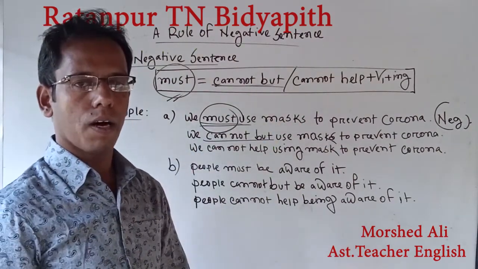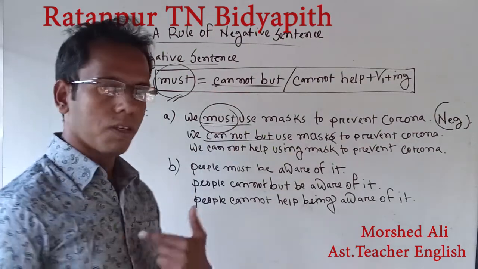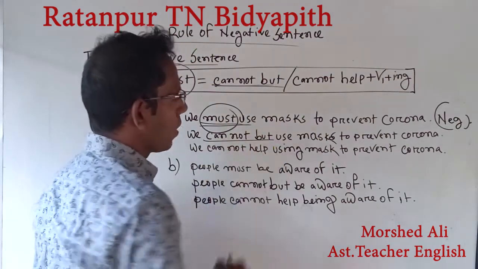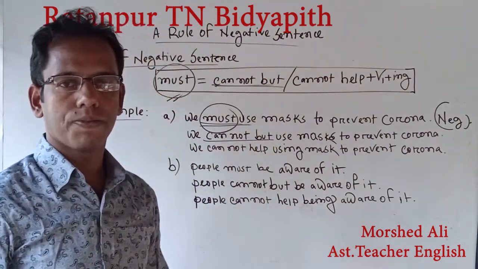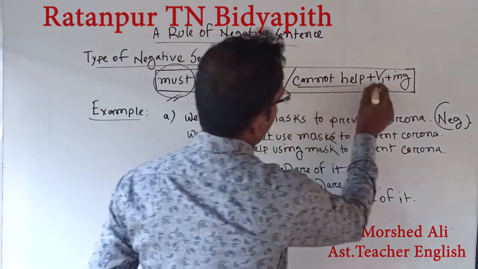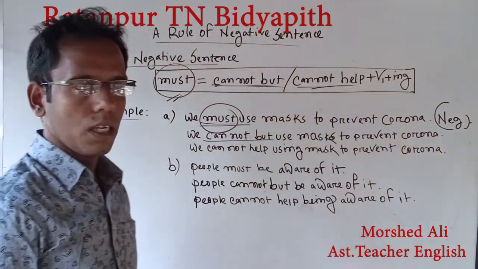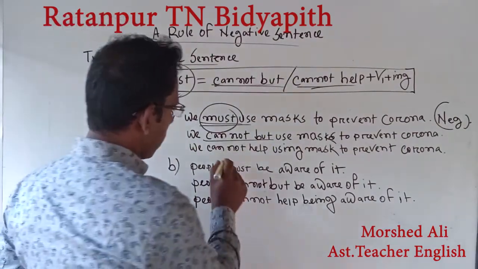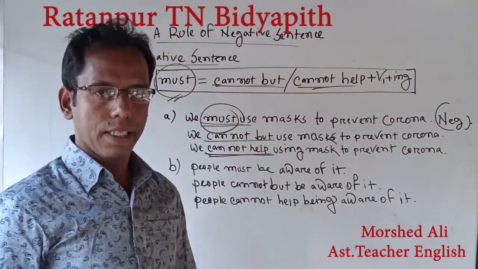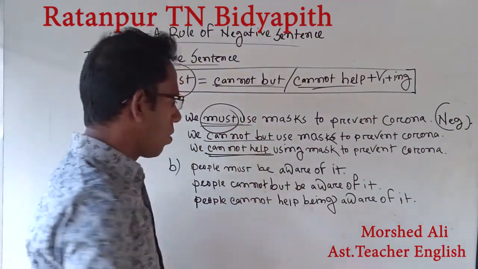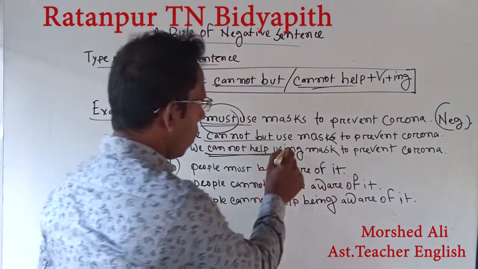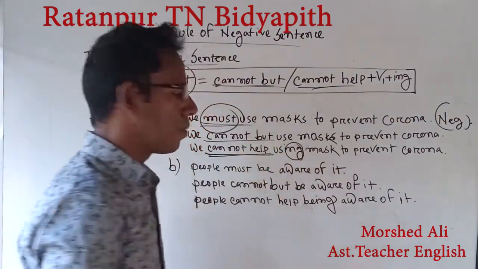If we use cannot but, then the answer will be we cannot but use mask to prevent corona. And if we use cannot help, that means the second item, then the possible answer will be cannot help. And we have to bear in mind that if we use cannot help in a sentence to make this sentence negative, then we have to use ing.